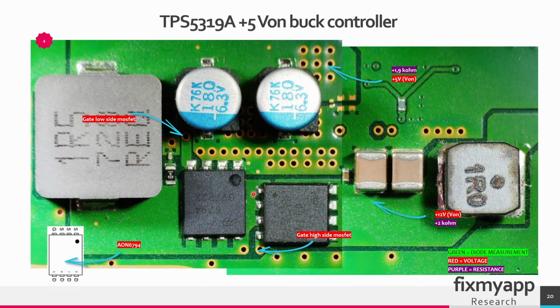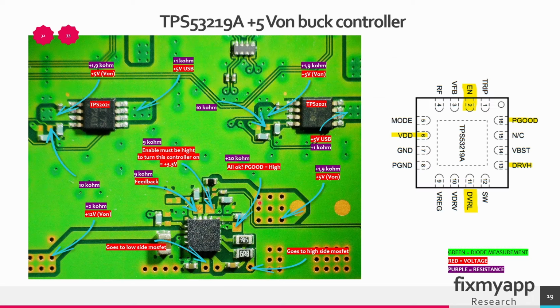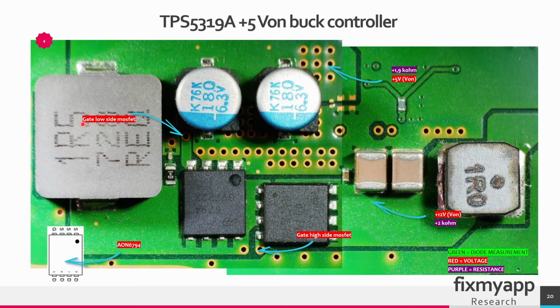On the power phase we also have a feedback circuit. The feedback is connected to the output power rail. It will go to some resistor dividers, and from there it will go to the feedback pin of this buck controller. So this inductor stores energy when the high side MOSFET is turned on and releases this energy when the low side MOSFET is on, and these capacitors will smooth out this output voltage. This process helps to regulate the output voltage of 5V.